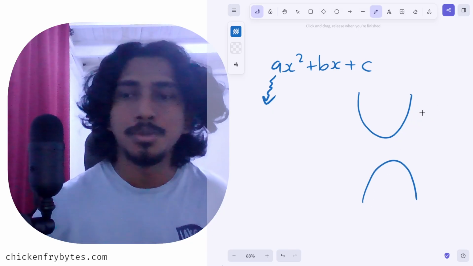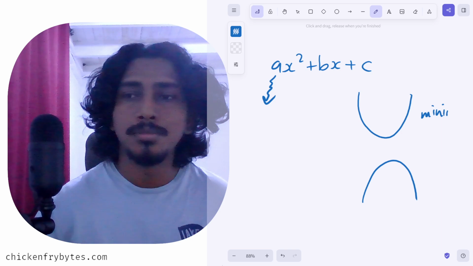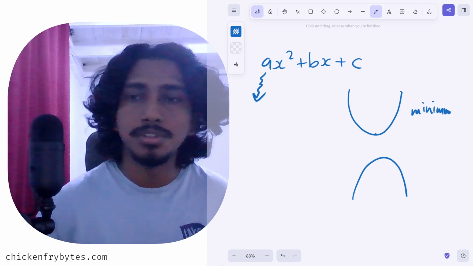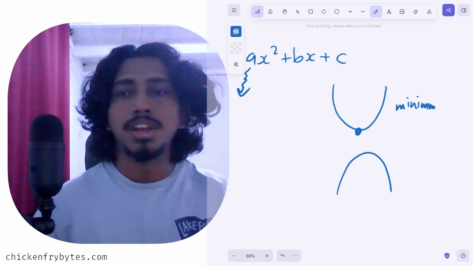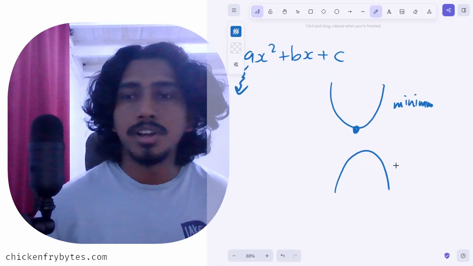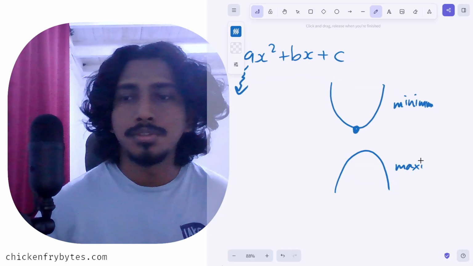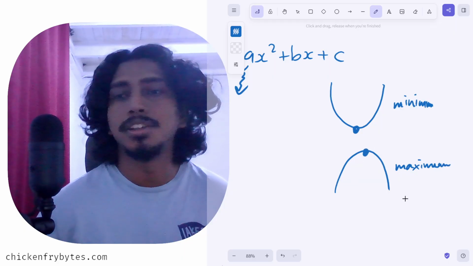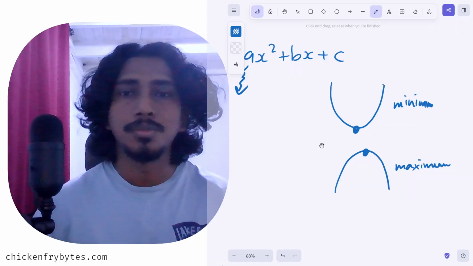In the case of a smile, we call this a minimum curve because, well, it technically goes down to a minimum value and then it just shoots back up. Whereas in the case of our frown, this is what we call a maximum value because it goes up to a maximum value and then it turns around and goes down, right?